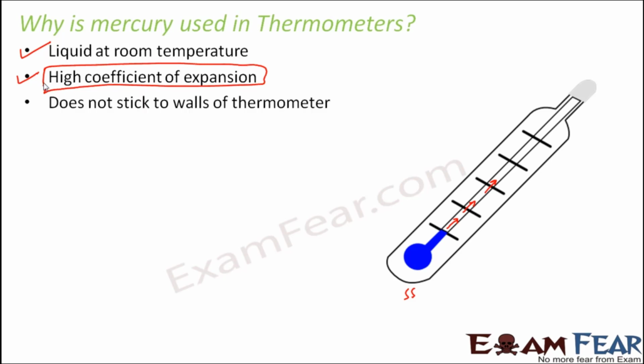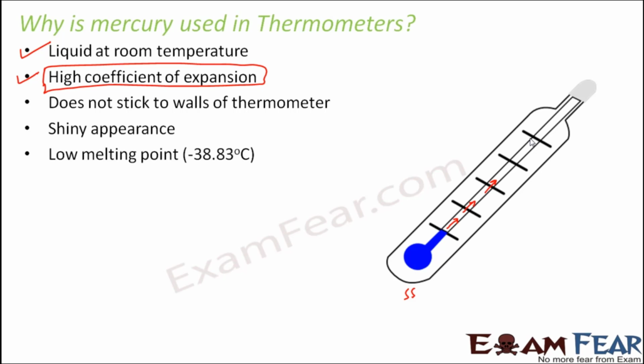Besides this, it has a property that it does not stick to the walls of the thermometer. If it starts sticking to the walls, again, it will not be able to flow along the length of the tube. So that is also another important thing. It has a shiny appearance which makes it easier to read the thermometer, because that shiny line can be seen distinctly. It has a low melting point, somewhere around minus 38 degrees Celsius, and a very high boiling point.